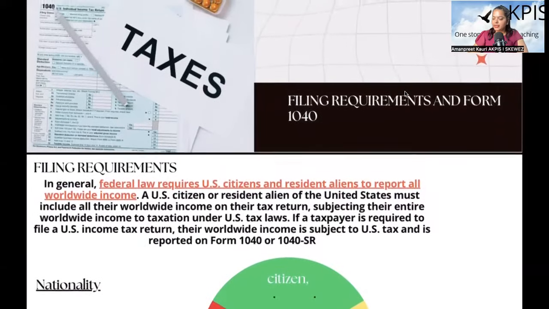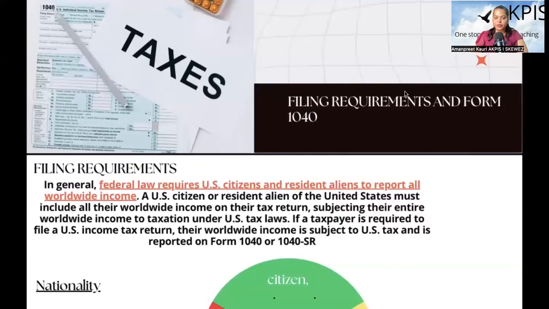Now let's start our discussion. If I specifically talk about the filing requirements, what are these filing requirements actually? Let me tell you. Basically, in the United States of America, the governing body for handling US taxation norms and compliances is the IRS.